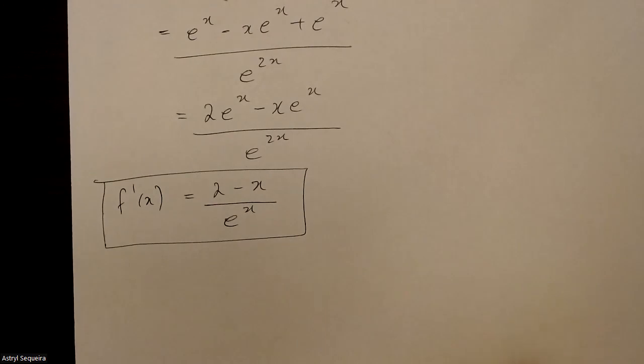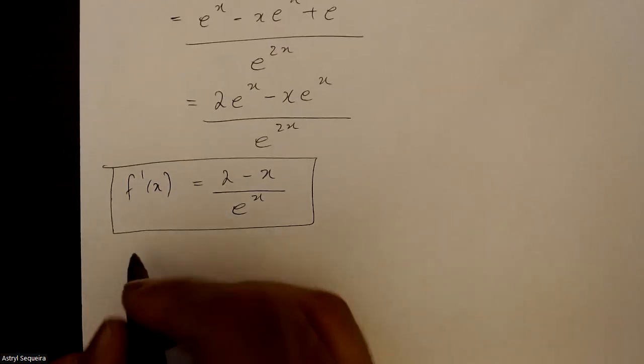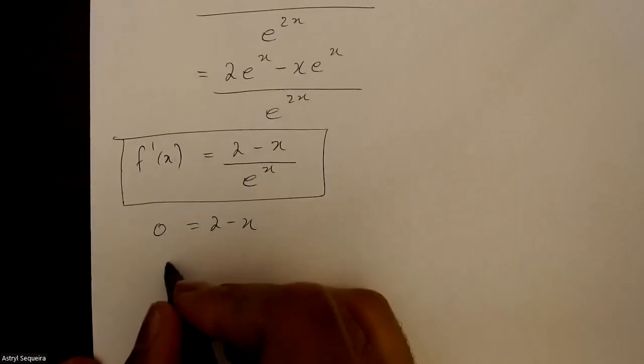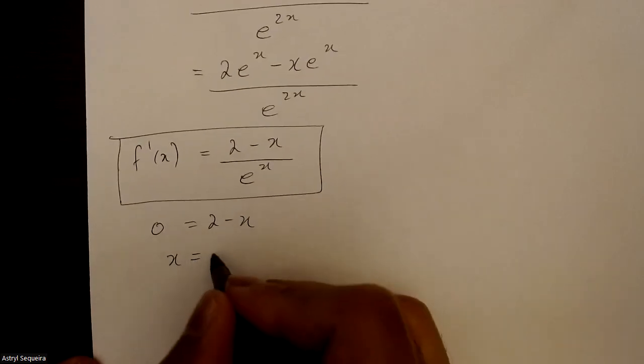Now to find my critical points, I just want to make this equal to 0 and solve. So the denominator is just going to disappear. And my critical point is just going to be x equals 2.